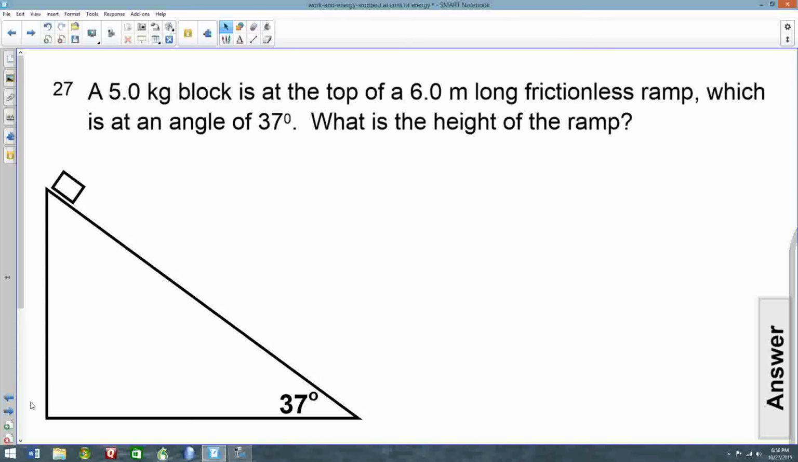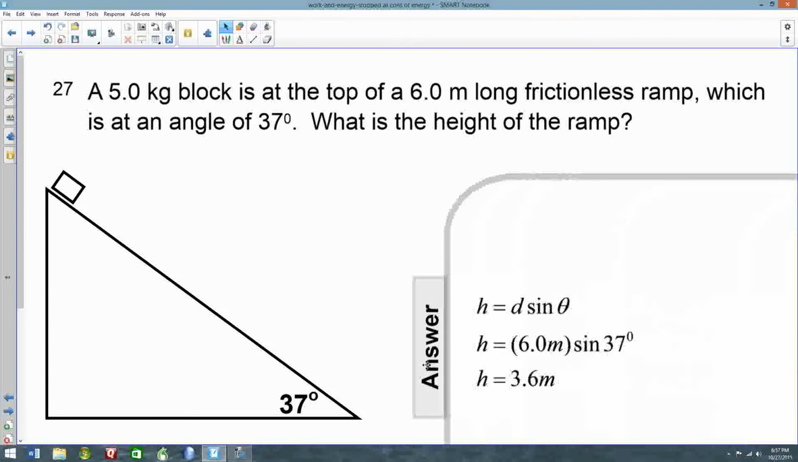A 5.0 kilogram block is at the top of a 6.0 meter long frictionless ramp, which is at an angle of 37 degrees. What is the height of the ramp? Pause the video now to solve this problem. Okay, let's take a look and see if you have the right answer.